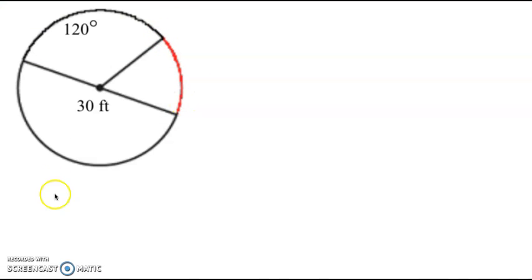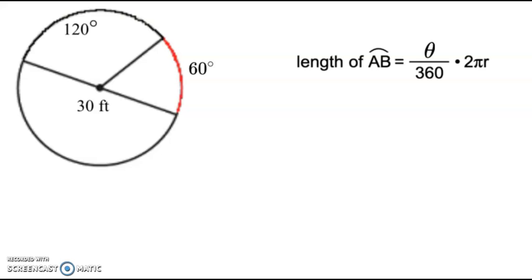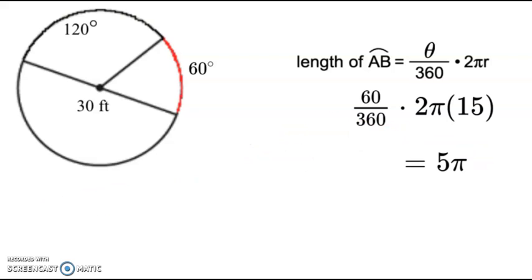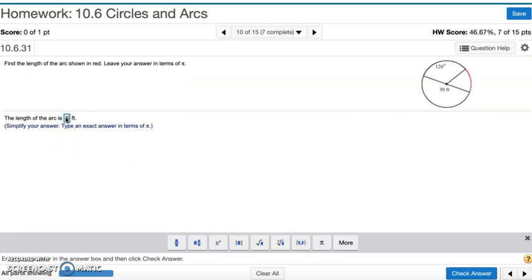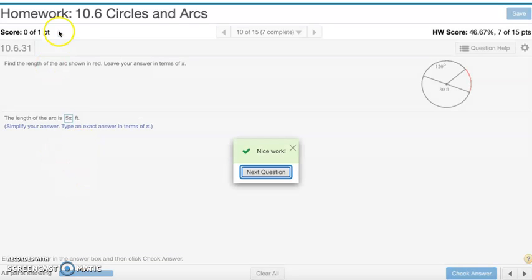So to find this length, if this measure is 120, this measure would have to be 60 because these two form a semicircle. This is a diameter. So that's going to be 60. Now substituting in for the formula, we're going to put in 60 over 360 times 2 times pi times 15. 15 is the radius because the diameter is 30. You cut that in half. So doing this out, you get an exact answer of 5 pi. So let's type that in. So typing in 5 pi, and that's number 10.